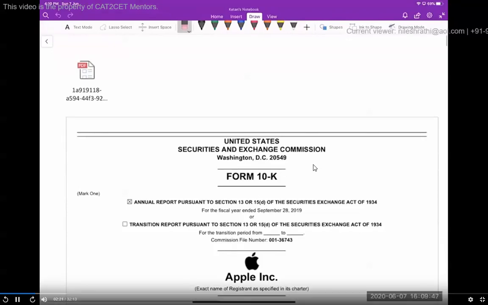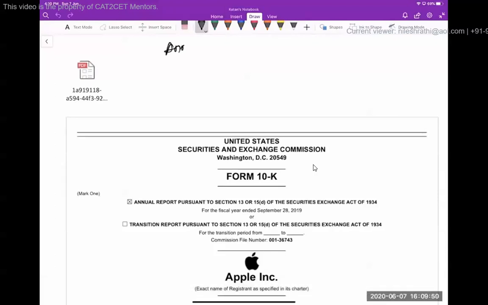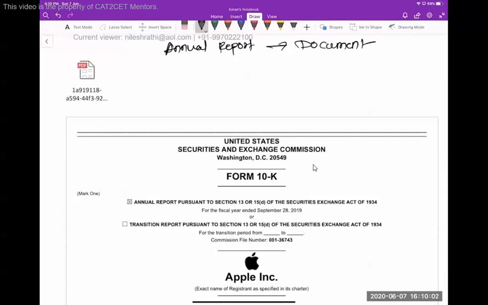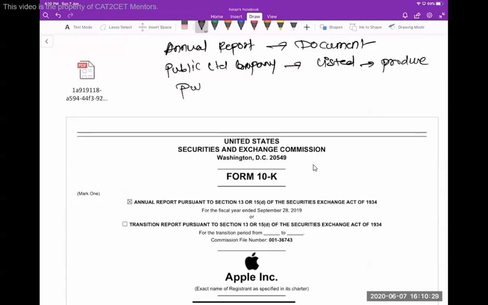When you talk about the annual report, it is one of the most important documents for all financial analysts. Whether you talk about Indian stock markets, Wall Street, or any part of the world, anybody analyzing a company finds that company's annual report quite important. Annual report is given by public limited companies. Any company which is listed on the stock exchange will have to produce this annual report, and it is called a public document.